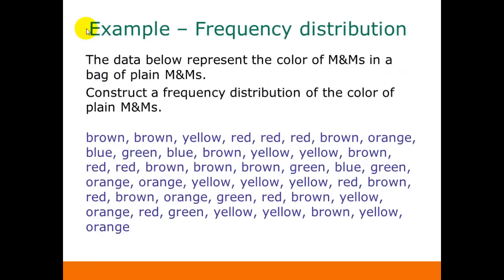Here's an example of constructing a frequency distribution. The data below represent the color of M&Ms in a bag of plain M&Ms. We're going to construct a frequency distribution for the color of the plain M&Ms. In other words, someone dumped out a bag of plain M&Ms and went through one by one and wrote down the colors of each of the M&Ms in the bag.